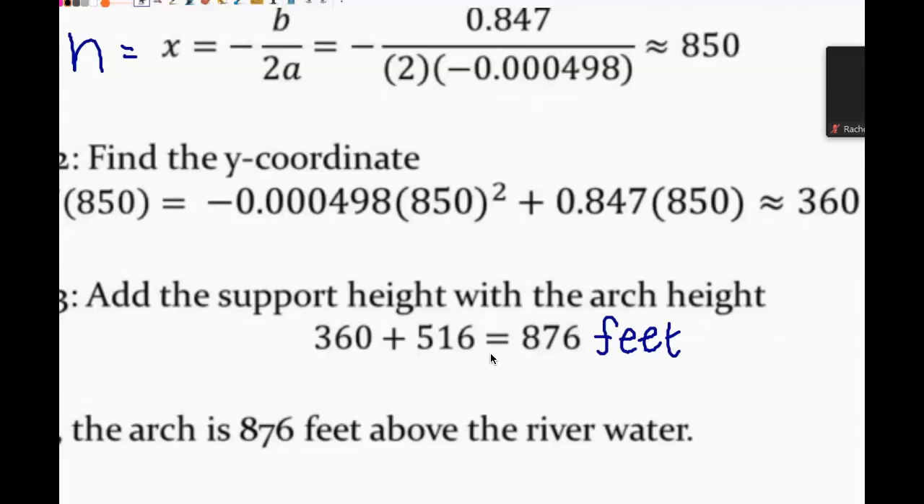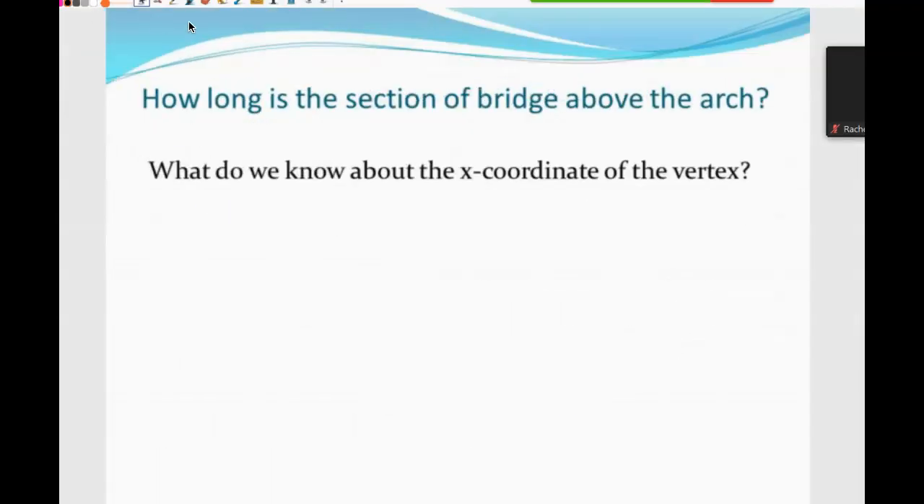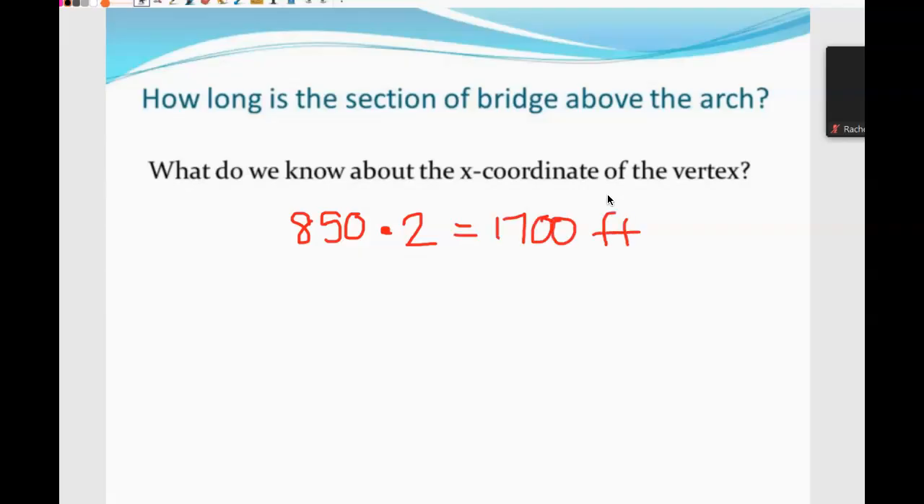Okay, and then the last part, how long is the bridge? So again, the length of the bridge would be twice the x-coordinate of the vertex. How long is the section of the bridge? Well, that would be that 850 times 2. So you are on that bridge for 1,700 feet. It is not a very long bridge. It is just the largest arched steel bridge.